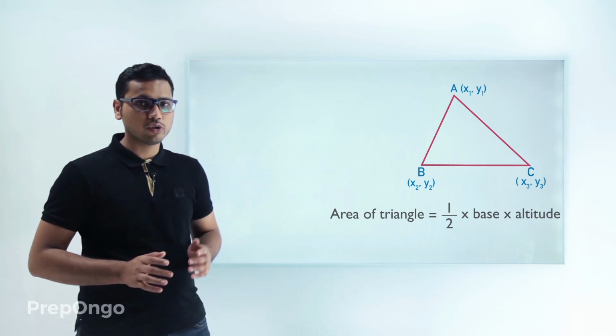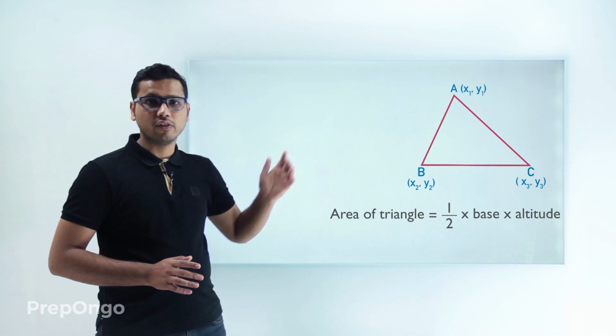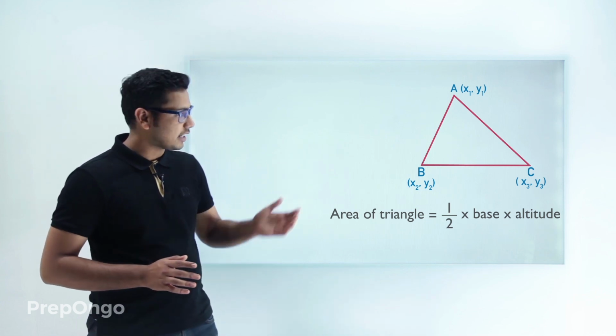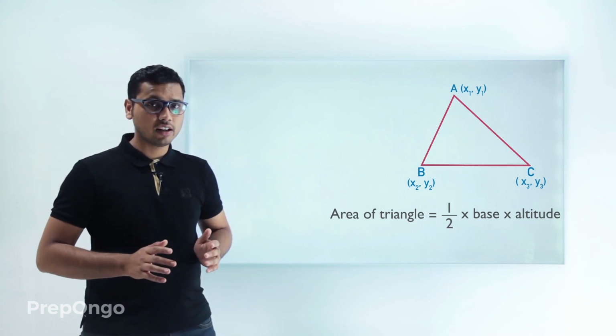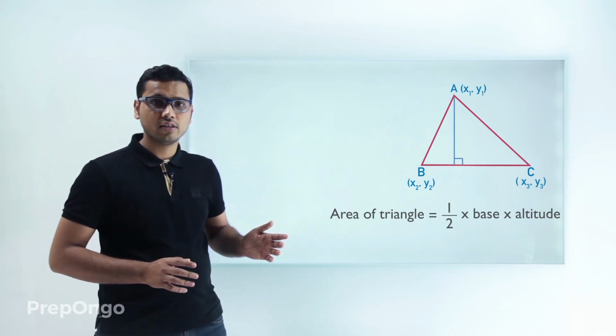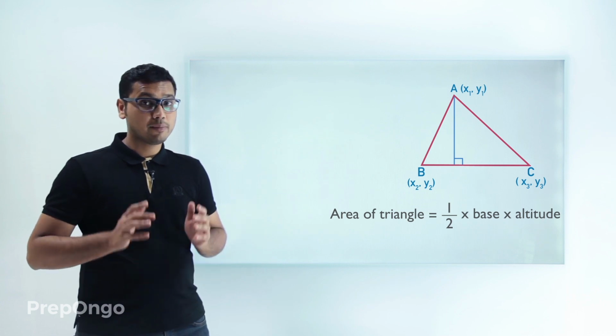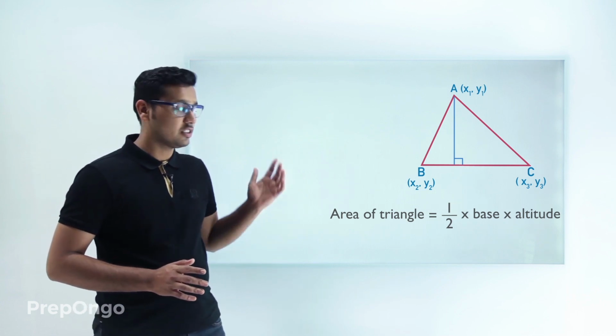Now since we know the coordinates of all the vertices, we can calculate the side lengths of all the sides. But can we also find the length of this height? We can't. So we can't apply this method to find the area of this triangle.